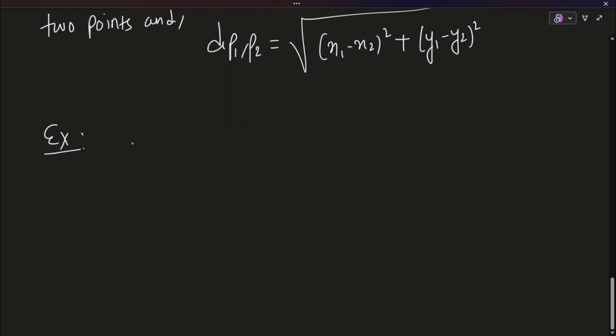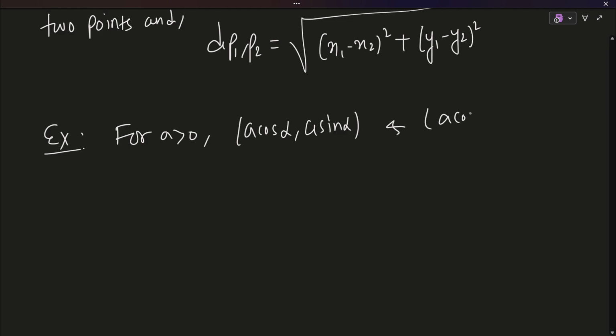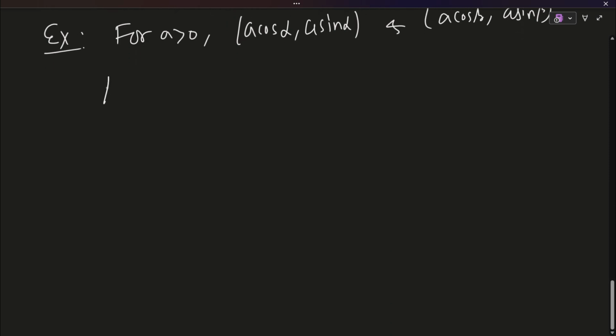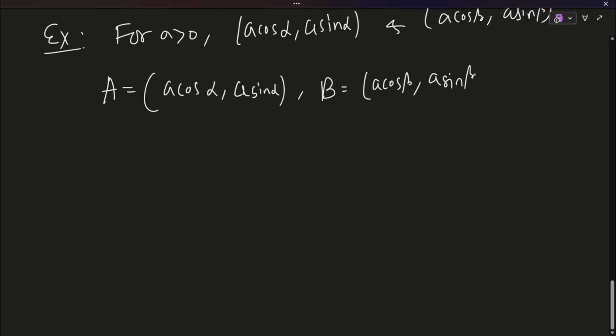Example. Let's say for a greater than 0, find the distance between the points (a cos alpha, a sin alpha), this is point 1, and (a cos beta, a sin beta). We need to find the distance between these 2 points. So for the sake of simplicity, always name the points. So let's say A is our point where (a cos alpha, a sin alpha) is our point A, and B is another point whose coordinates are (a cos beta, a sin beta).